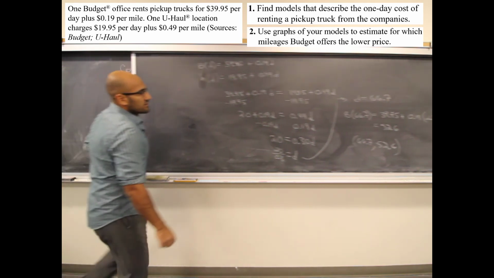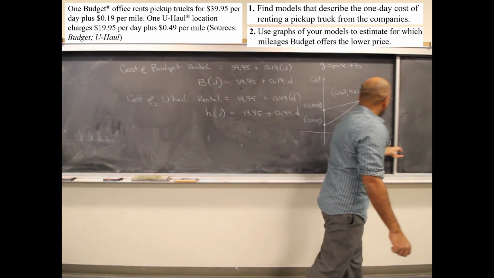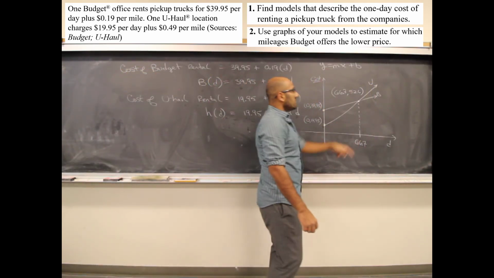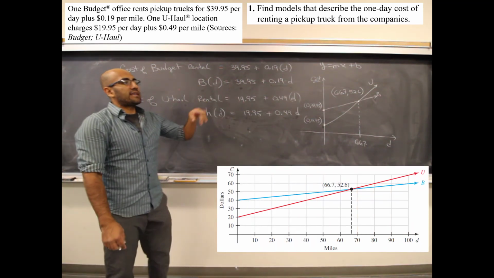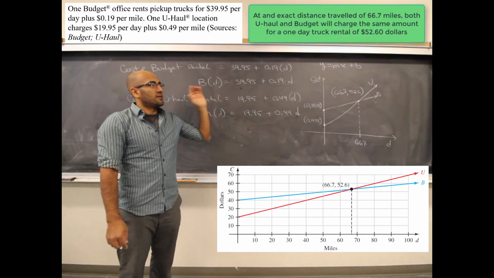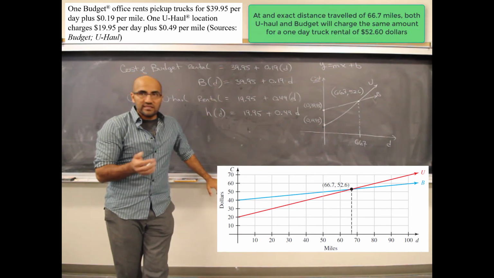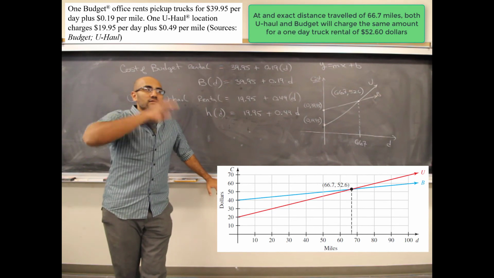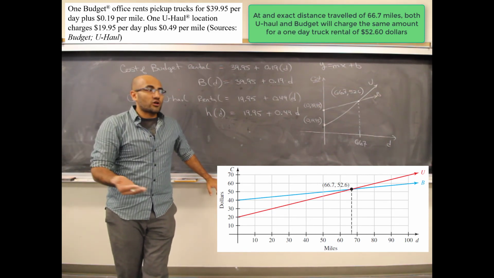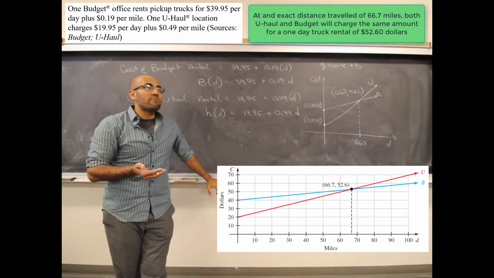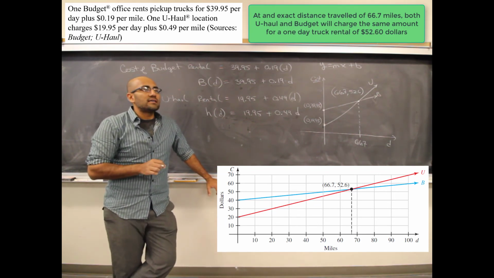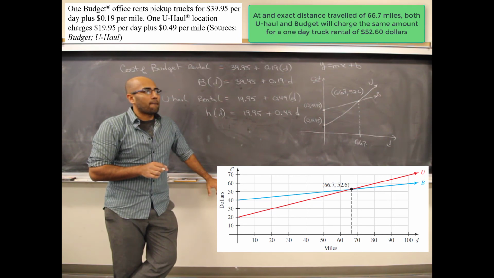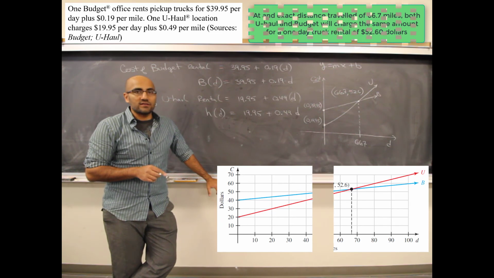And what does it mean? So we got that right there, or that graph right there. So what does it mean? That's a sentence for that point where they cross. At a distance traveled of 66.7 miles, either company will charge you the same amount. Right? It won't make a difference whether you used U-Haul or budget if you traveled exactly 66.7 miles. Both companies are going to charge you the same amount of $52.60.